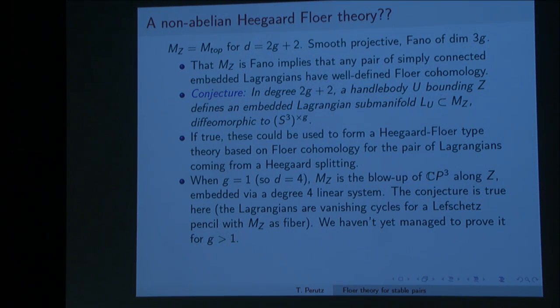So the conjecture, and at this point I'd hope to be able to report this as a theorem, but we've made progress on this but have not proved this. The conjecture is that a handle body U bounding Z will define an embedded Lagrangian submanifold in this moduli space, diffeomorphic to the product of g three-spheres. Okay. So that's supposed to be an analog of the Heegaard tori. So if that were true, you could use them to form a Heegaard-Floer type theory for three-manifolds based on the Floer cohomology for the pair of Lagrangians that you get from a Heegaard splitting. Okay, you would need to think, of course, about their stabilization invariance.